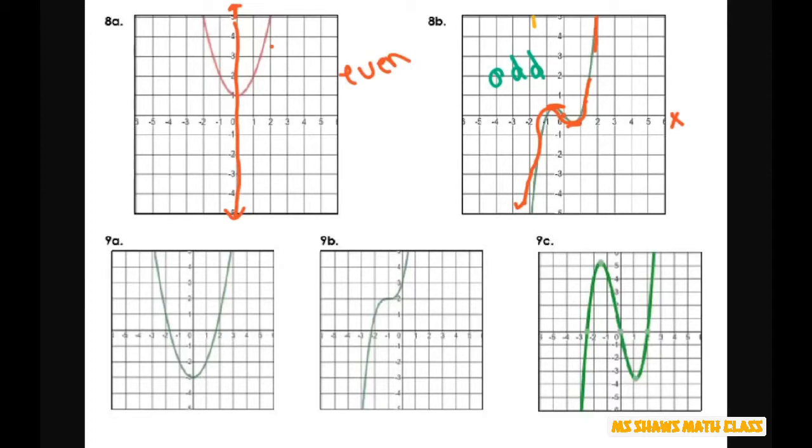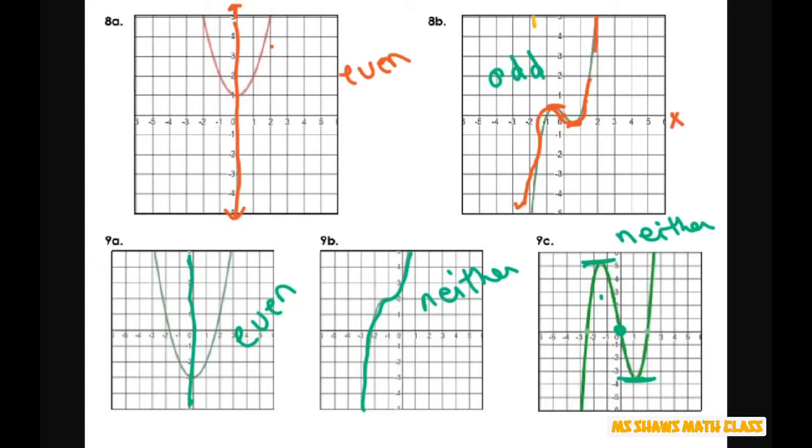Now this one's just a translation down, and it's still reflected over the y, so it's even. This one's not symmetric about the origin nor the y-axis, so this one is neither. This one looks a little odd because it's got the origin thing going on, but notice these two aren't the same. So if you reflect it, you won't get the same thing. So this one is also neither.